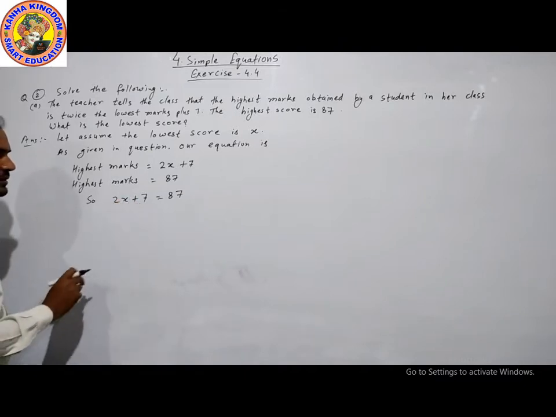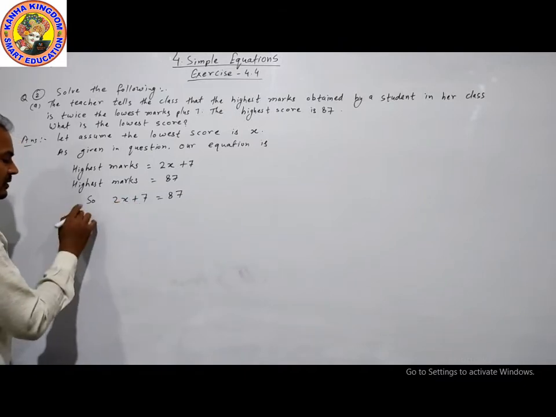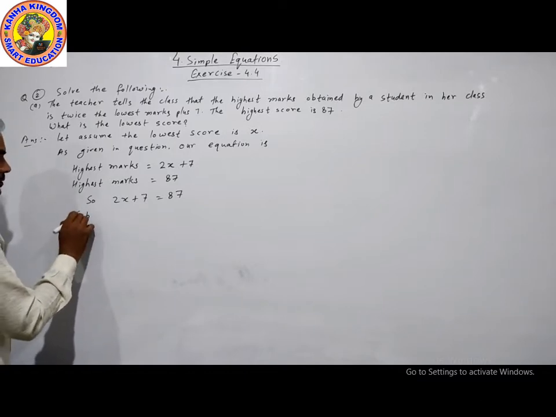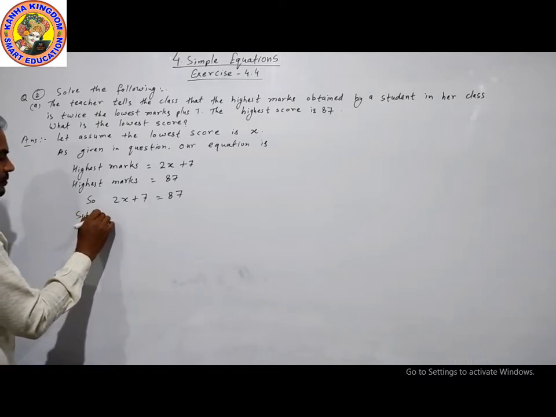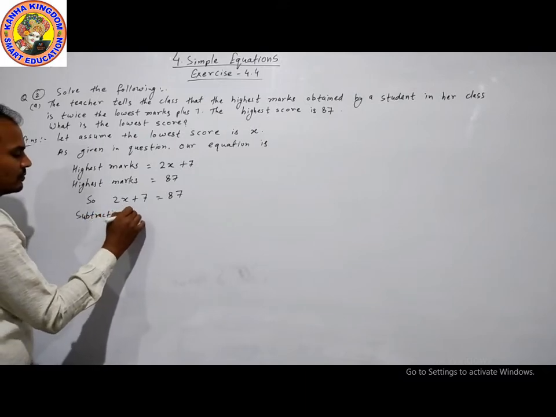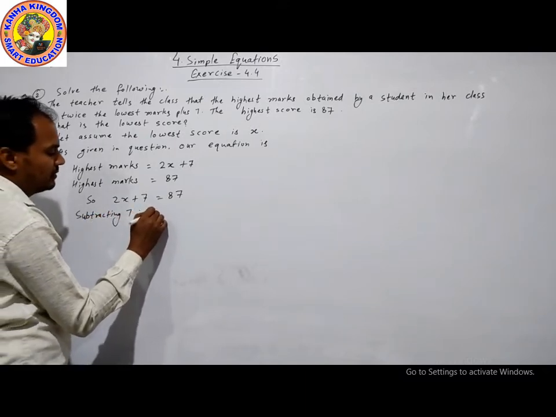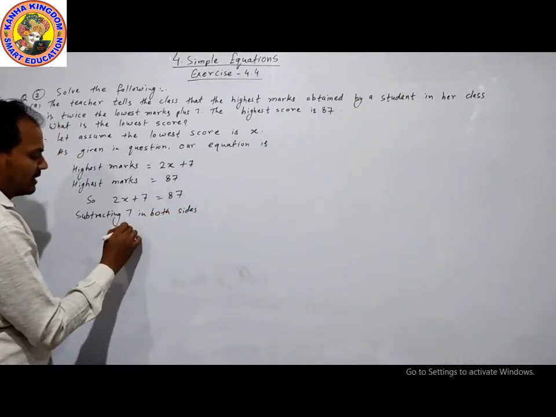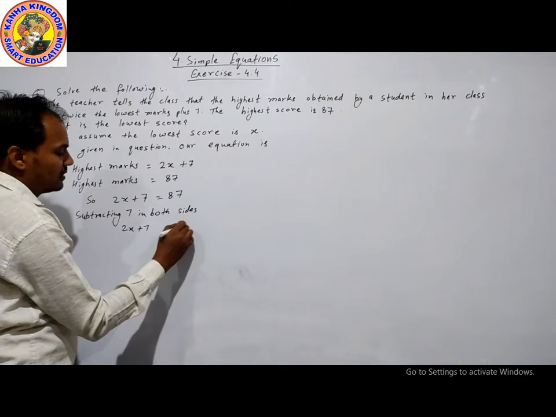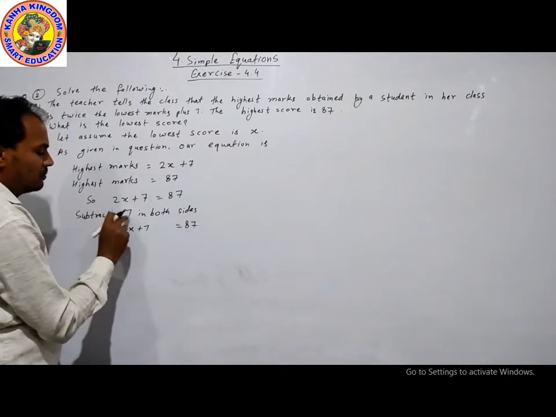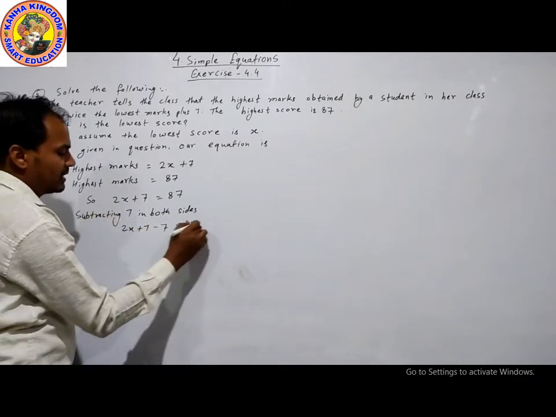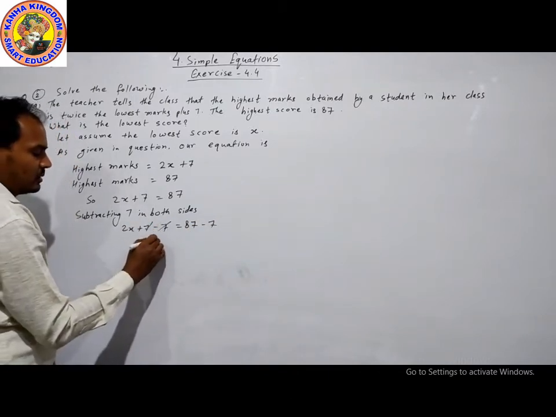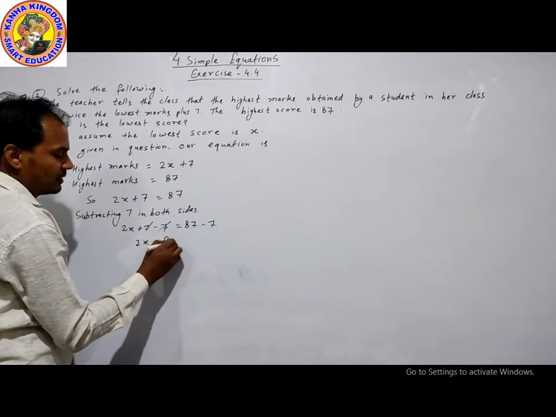Here is plus 7, so we will take minus 7. Subtracting 7 on both sides. The equation is 2x plus 7 is equal to 87. Now minus 7 on both sides. 7 and 7 will cancel. 2x is equal to 80.